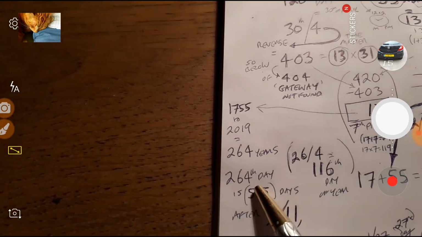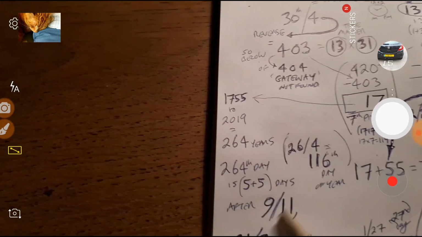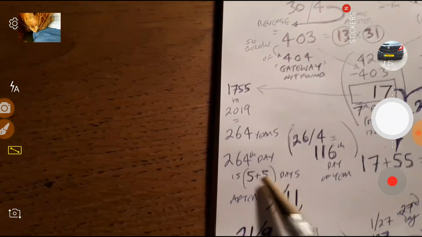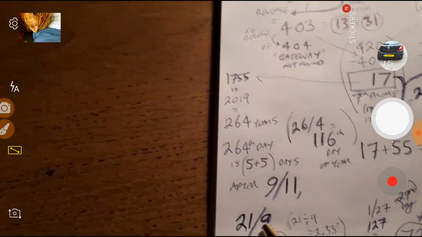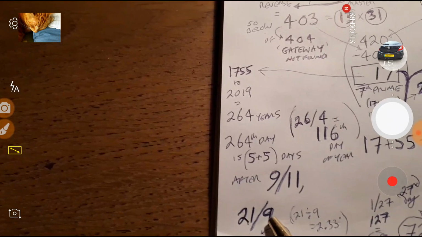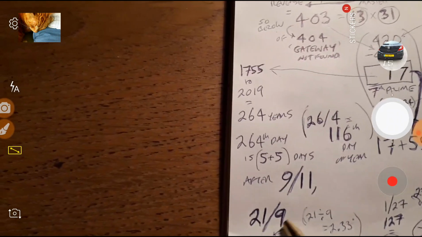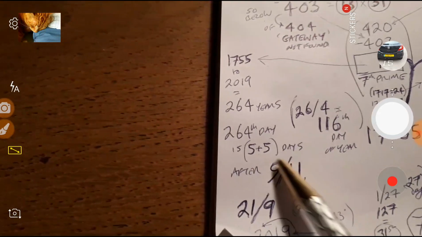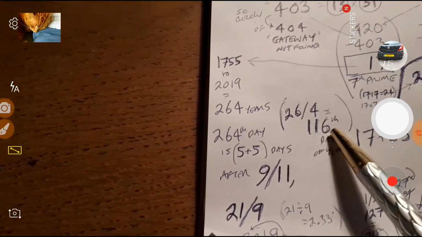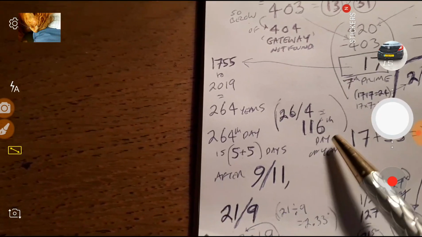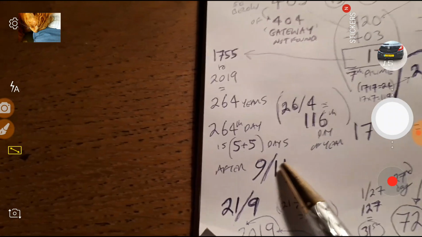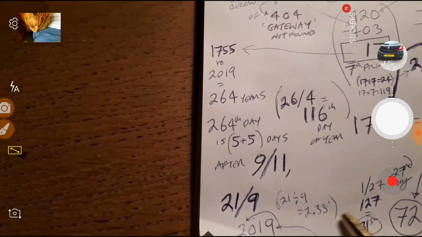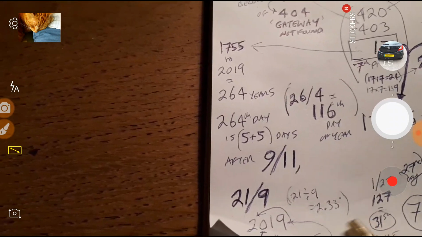The 264th day is 5 plus 5 days after 9/11. It's 10 days after, isn't it? 5 plus 5 again. After 9/11, it's 21st of September. 219, just like 2019. 264, 26th of April, that's the 116th day. Flip that upside down, you've got your 911. 21 divided by 9, yep, 2.33 recurring, 13th Fibonacci.